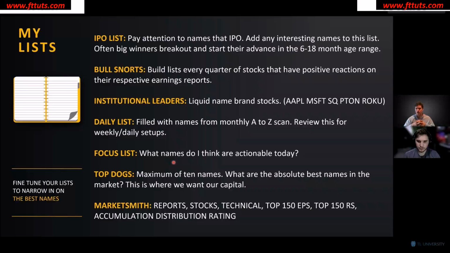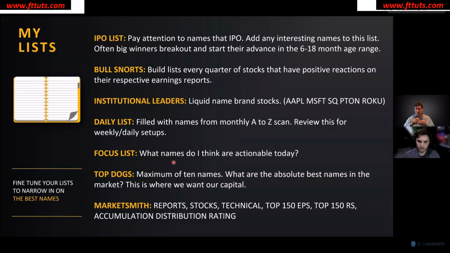I have what I call an institutional leaders list. Again, this is built at my discretion, but this is where a lot of the names that I trade live are. So it's got names like Apple, Microsoft, Netflix. It's got some of the high flyers from last year, Square, Peloton, Roku, which I'm probably going to start removing some of those names from the list because I just think they're never coming back. But it's just liquid names that have done well, names I'm trading now, like Asana, Amba, Docken, they'll go on this list. It's just a list that I build at my own discretion.